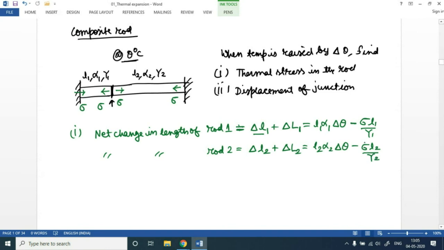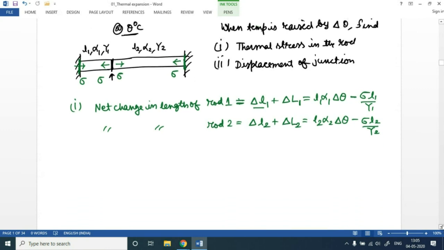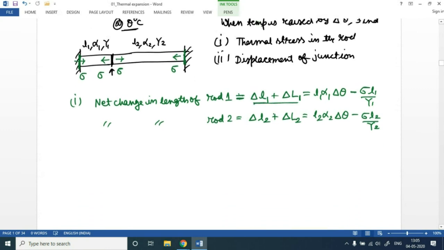And notice sigma is the same in both cases because both the rods are experiencing the same thermal stress, because they have the same cross-sectional area. And between this end and this end, the net change in the length of the composite rod is equal to 0. So the sum of this quantity and this quantity is going to be equal to 0.